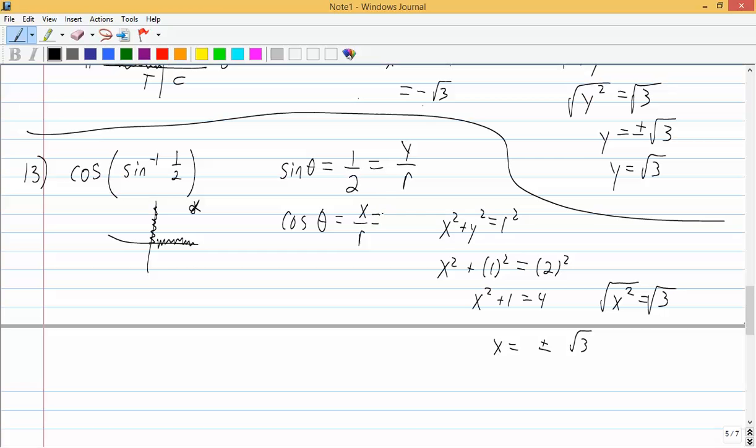Alright, so here's the answer. Cosine is x over r. So we're going to use the positive square root of 3 over 2.